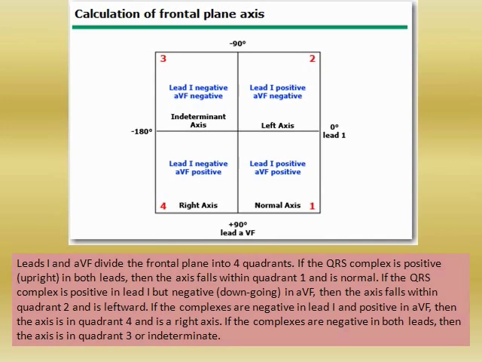If lead 1 is positive and AVF is negative, it is in quadrant 2, that is left axis deviation. If lead 1 is negative and AVF is negative, it is indeterminate axis, that is quadrant 3. So place your left thumb on lead 1, right thumb on AVF, that is a thumb rule. Which thumb shows more positive wave, that is the axis.